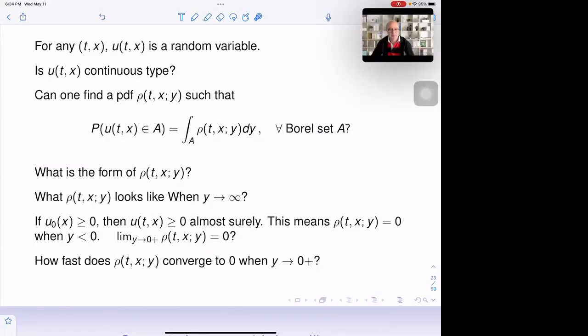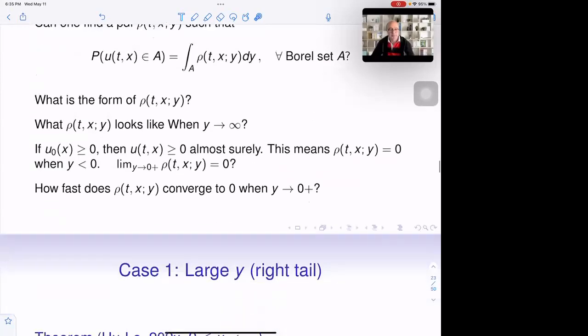And if this goes to zero, how fast will it go to zero? How fast? We want to answer this kind of question. Of course, if you know the exact form of this, it will be great. But it's very, very hard to find the exact form of this, particularly for general noise.